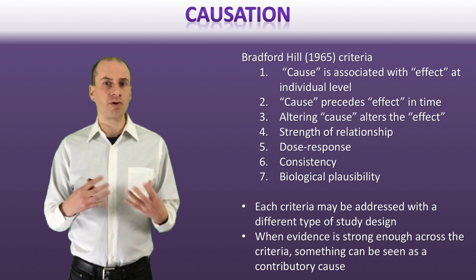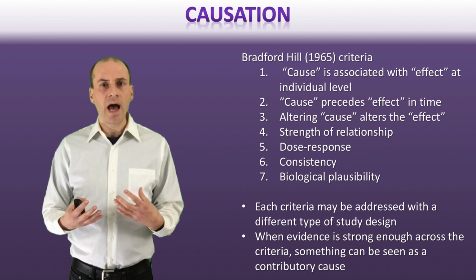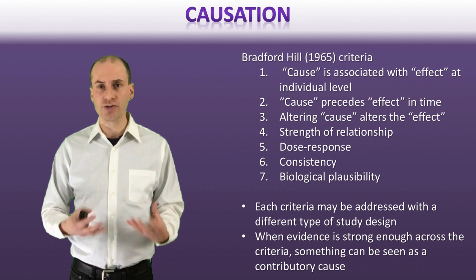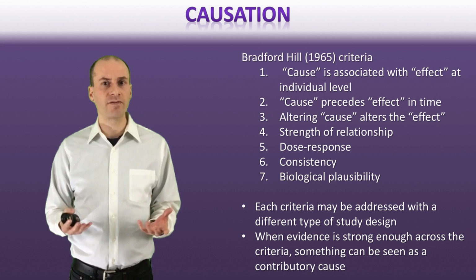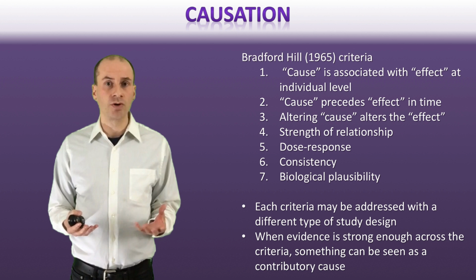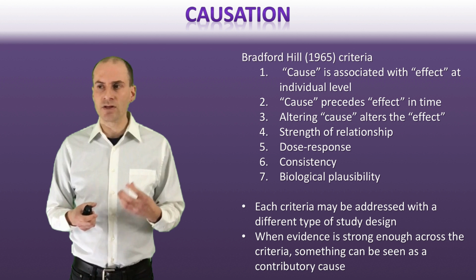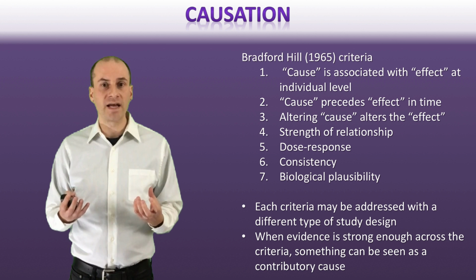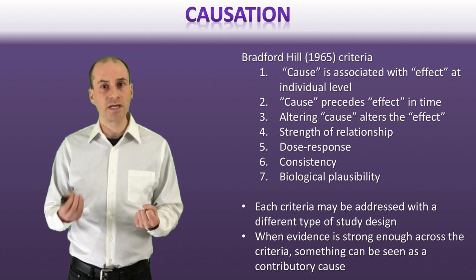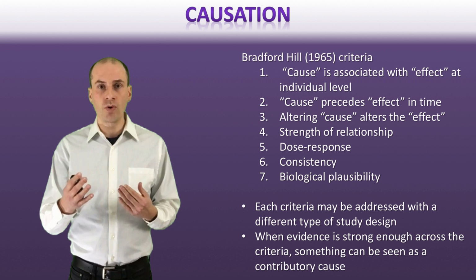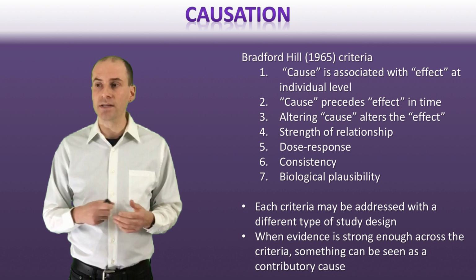So criteria were developed to try and describe, if we're going to think about a complex disease, how we are going to identify factors that are contributing causes. Sir Bradford Hill put together a set of criteria, which is essentially the same criteria that we're still using today. The first criterion is that the cause is associated with the effect at an individual level. So for this factor that we think might be causing a disease, we can see that people who are exposed to it or not exposed to it actually go on to develop that disease or not.